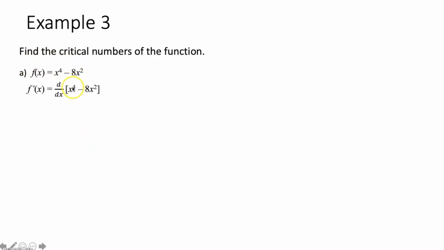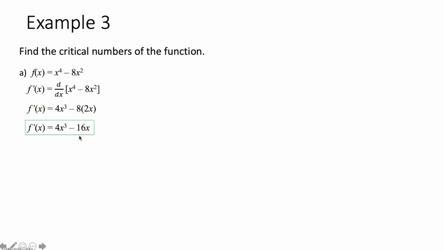To do that, we take the derivative of each term separately. The derivative of x to the 4th is just going to be 4x to the 3rd power. The derivative of -8x squared, the -8 just stays out front by the constant multiple rule, and we just take the derivative of x squared, which becomes 2x to the 1st power. We can then multiply that 2 to the -8, and we get -16x. So we have our derivative.